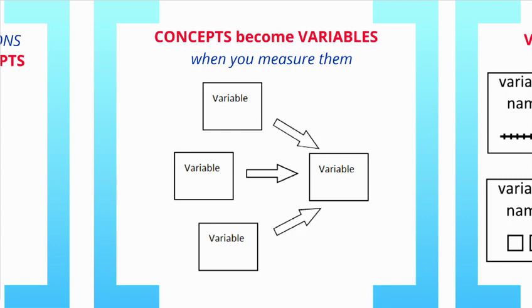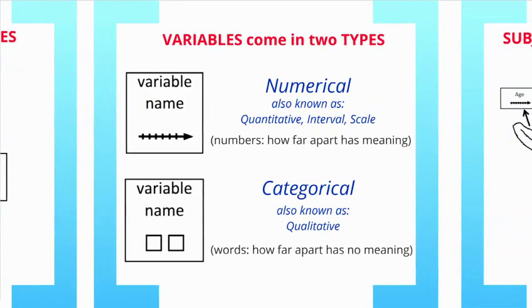Your classic example is depression. Depression's a concept, but you can't do statistics on it until you measure it. You might measure it as mild, medium, severe. You might measure it as the sum of 20 Likert scale questions and add up that score, and then it would be a number. Once you've made that decision, you can start doing statistics on it. And variables come in two types. There are two main flavours of variable.